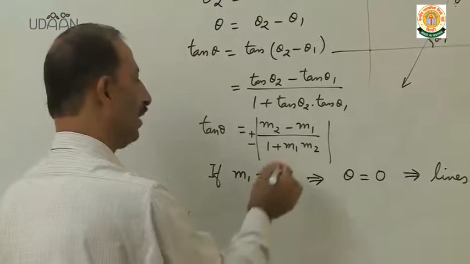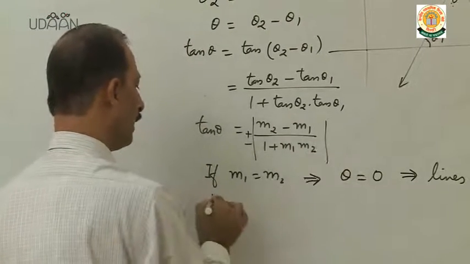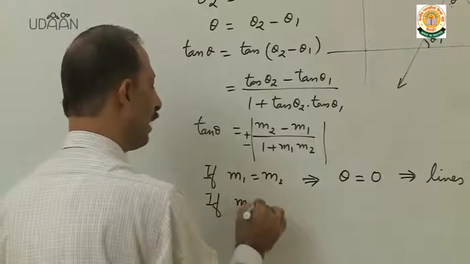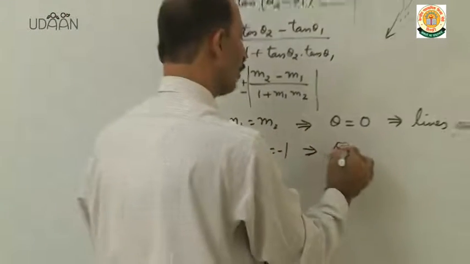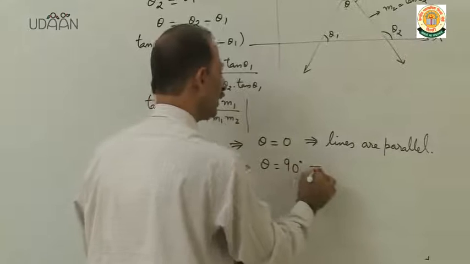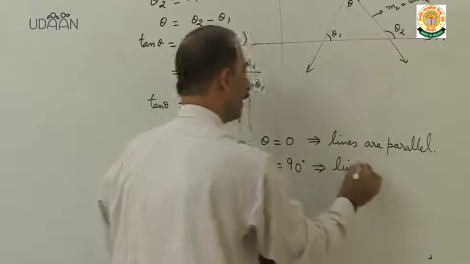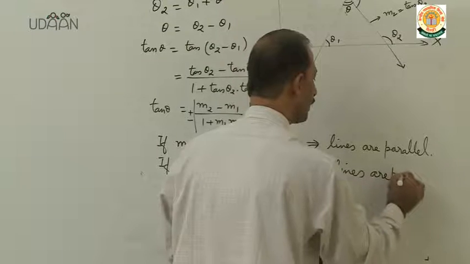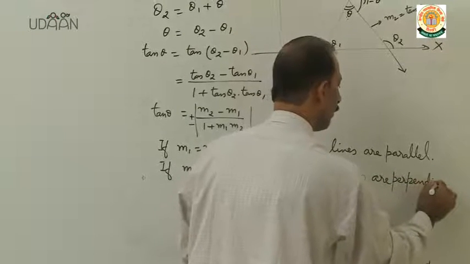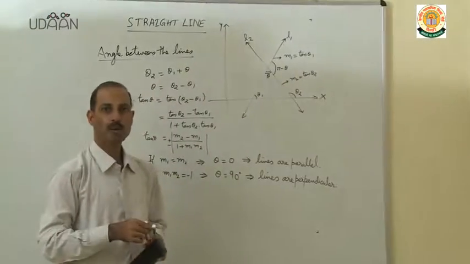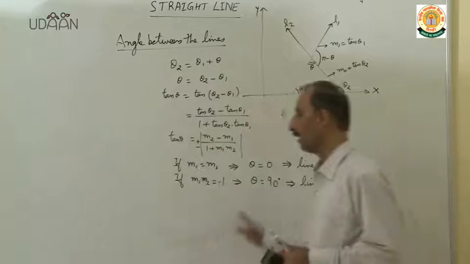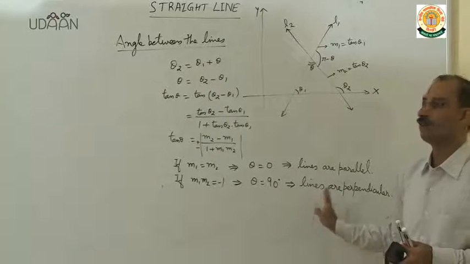Now the second condition you can find: if the denominator part is 0, it means the product m1 m2 plus 1 will be 0, or you can say the product m1 m2 is equal to minus 1. It means tan theta becomes not defined, so theta will be 90 degrees. That is the condition that lines are perpendicular to each other. So you know the condition for a line to be parallel or perpendicular. Now with the help of slopes you can find whether lines are parallel or perpendicular.